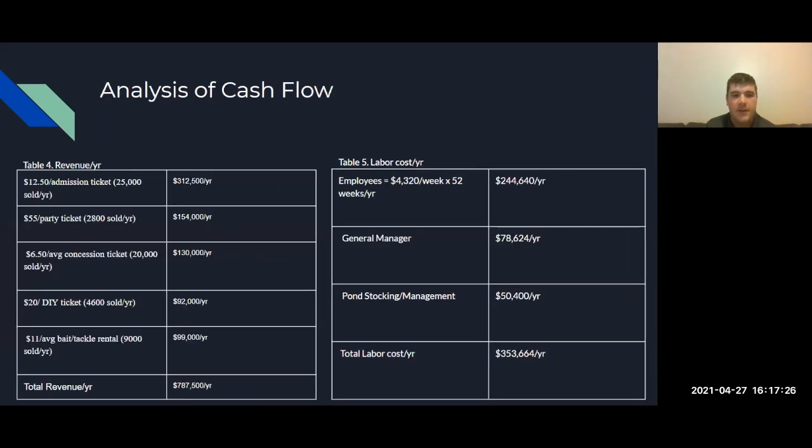For the analysis of cash flow, we determined that the revenue per year will be based on admission tickets, party tickets, concession tickets, do-it-yourself barbecue tickets, and bait and tackle rentals. And we figured that this will be a total revenue of $787,500 per year. And coming up with the labor cost per year, we determined that it will be $353,664 per year.